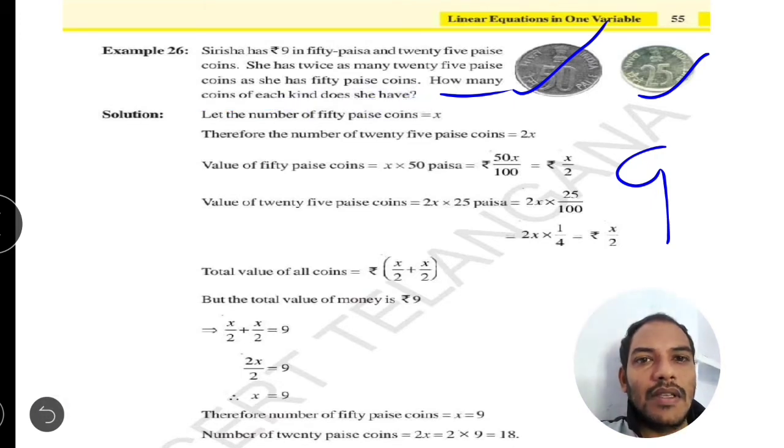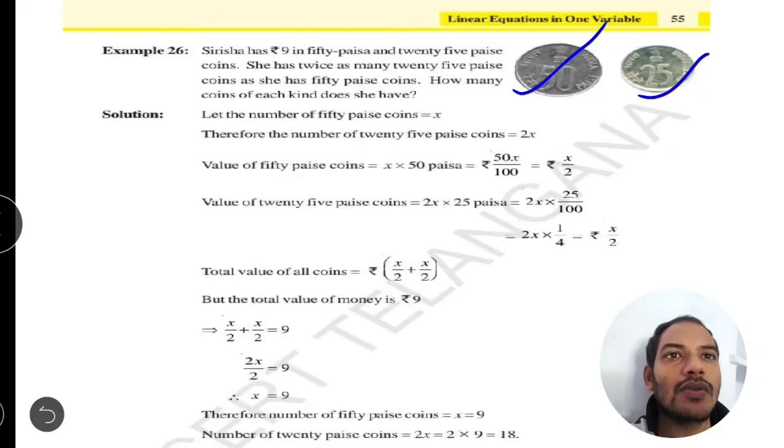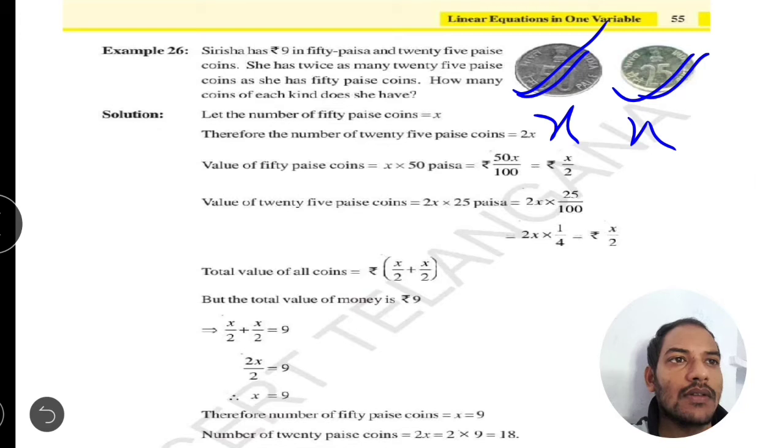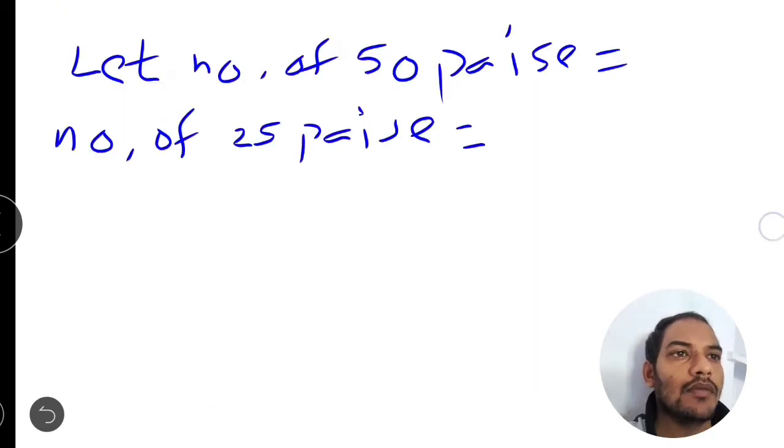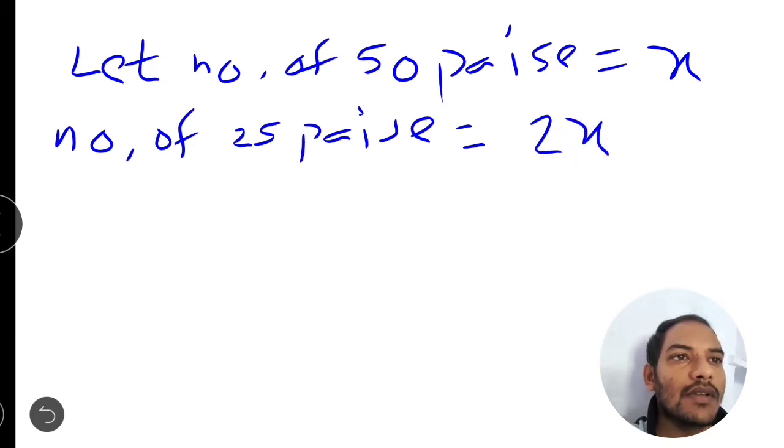So children, tell me whether we want to take the number of 50 paise coins as x or the number of 25 paise coins as x. Yes, 50 paise coins should be x, then you can find the number of 25 paise coins. So the number of 50 paise coins is x and the number of 25 paise coins is twice, so 2 times x, 2x.